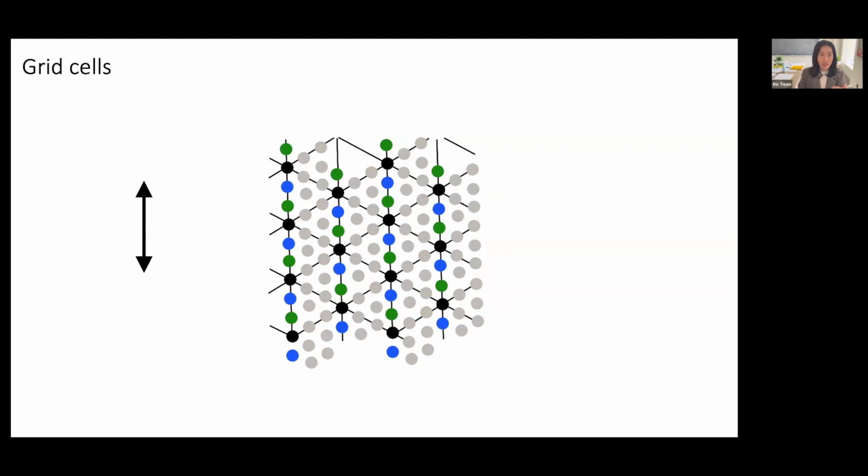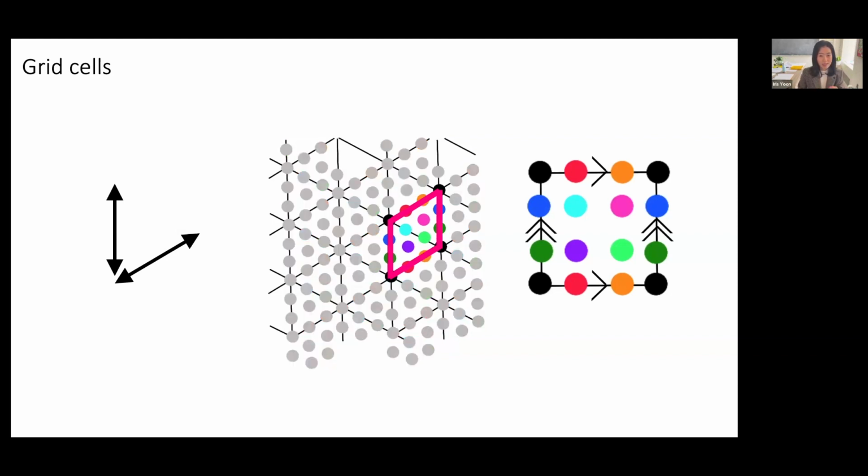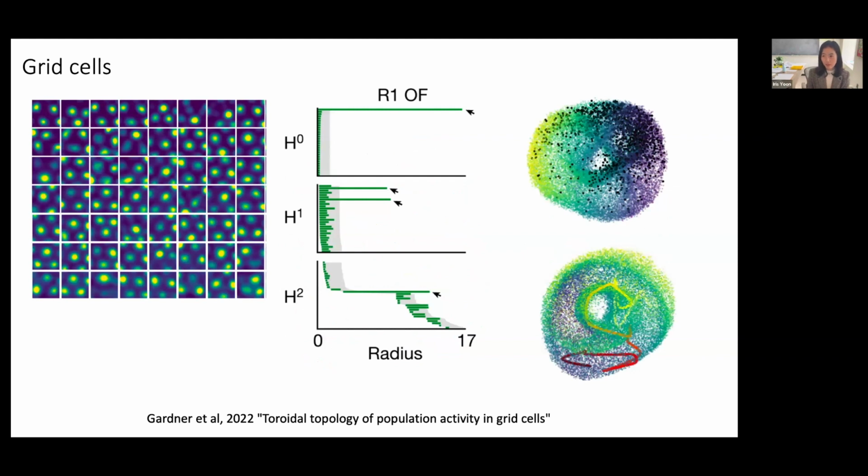And there are two independent directions that would incorporate these one-dimensional circular structures. So if you think about the grid cells, there are two independent directions that have this kind of periodicity. And so the grid cells themselves are then actually arranged on a torus with two independent circles. And indeed, it has been experimentally verified that if you measure the spike train activities from the grid cells and apply persistent homology, the output that you get is in fact consistent with that of a torus.